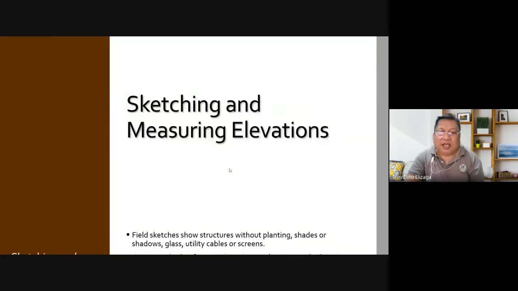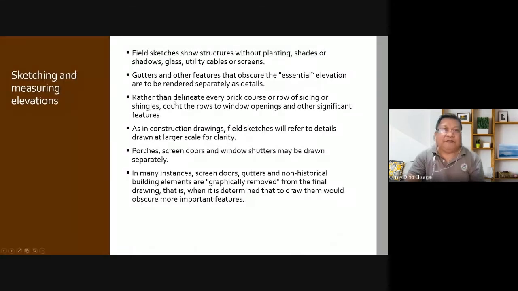And then when you're measuring elevations, so many things here, no? Field sketches show structures without planting, shades or shadows, glass, utility cables, or screens. So you try to simplify the drawing. Don't use the shades and shadows, never mind the glass. The essentials should be there. Whether you put in the details depends on how much space you have. If you don't have much space, put the details somewhere else, in a bigger drawing along the side.